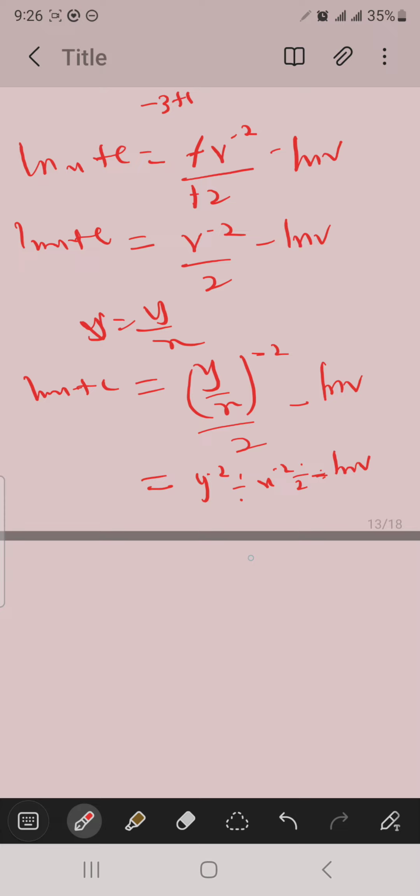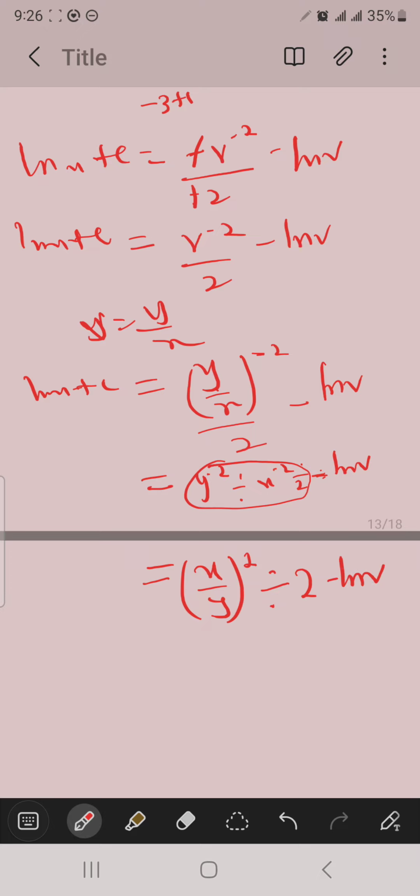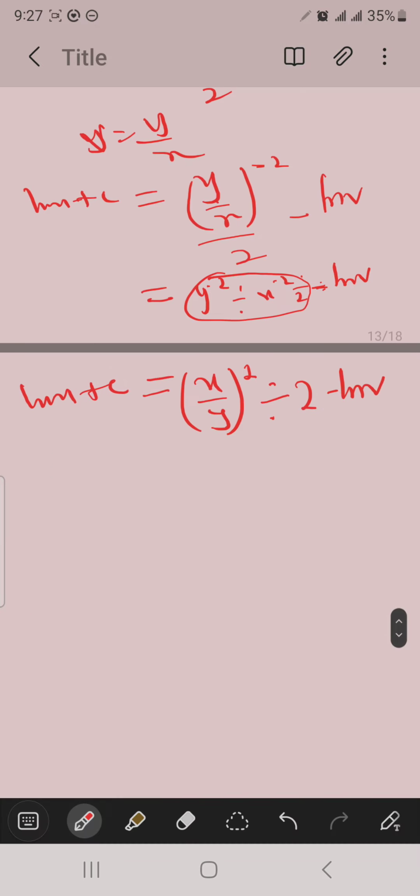Since all these, we are going to reverse this. If I reverse this one, it will now be x over y all raised to 2. I don't know if I make sense. Now divided by 2 minus ln v equals ln x plus c. So this one now turns to ln x plus c equals x squared over y squared divided by 2 minus ln v.